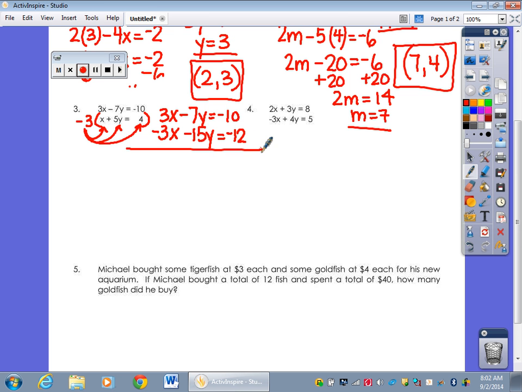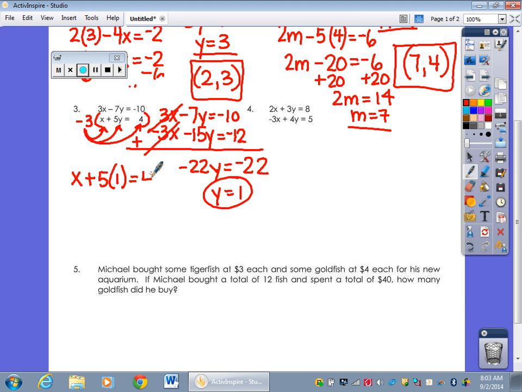When I add them together, these are going to cancel. Negative 15 and negative 7 is negative 22y. Negative 10 and negative 12 is negative 22. When you divide, y equals 1. When I go back and substitute in, I'm going to go ahead and use the second equation here. So I'm going to use x plus 5 times 1 equals 4. x plus 5 equals 4. When I subtract 5 from both sides, I get that x is equal to negative 1. So my ordered pair is negative 1, 1.